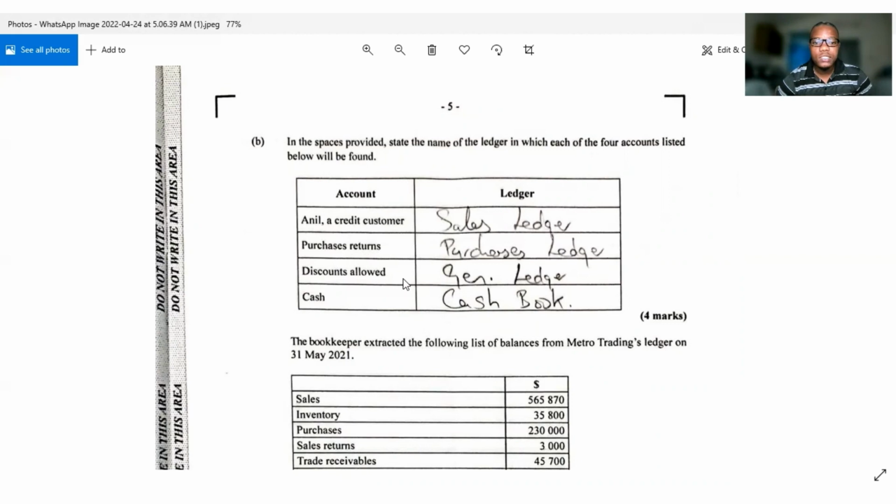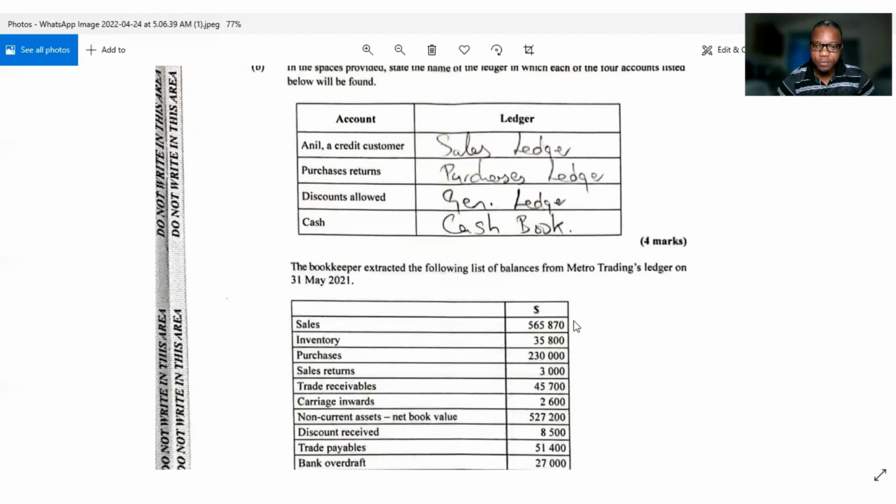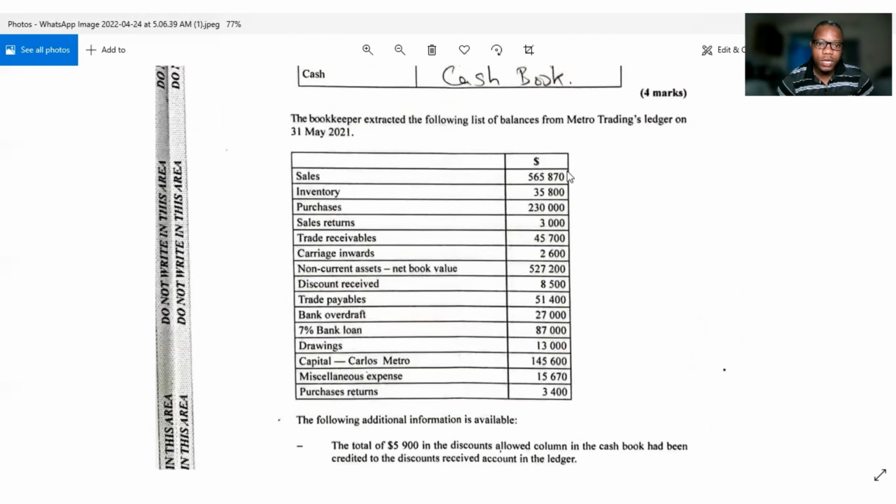Discount allowed is given to your customers, but it is recorded in the general ledger. Cash is normally recorded in the cash book. And did you know that the cash book is a ledger? Yes, it is. All right, so that's easy 4 marks. Then we're moving on now to the next part.